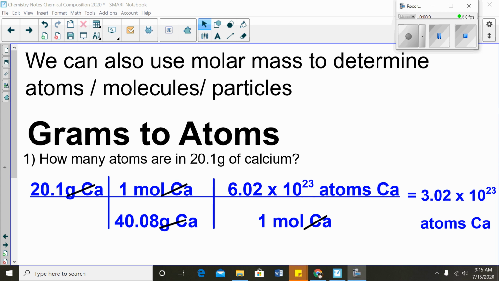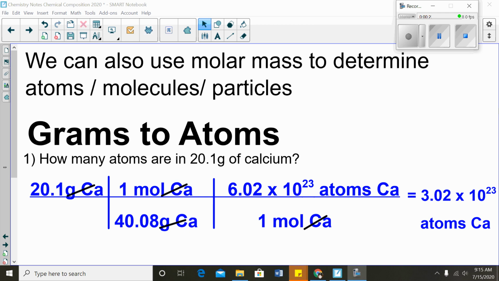This is Chemistry, Unit 6, Chemical Composition. We can also use molar mass to determine atoms, molecules, and particles. Grams to atoms. Let's look at my first example. It says, how many atoms are in 20.1 grams of calcium?